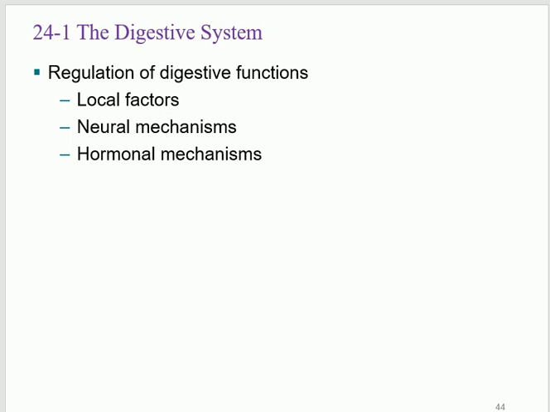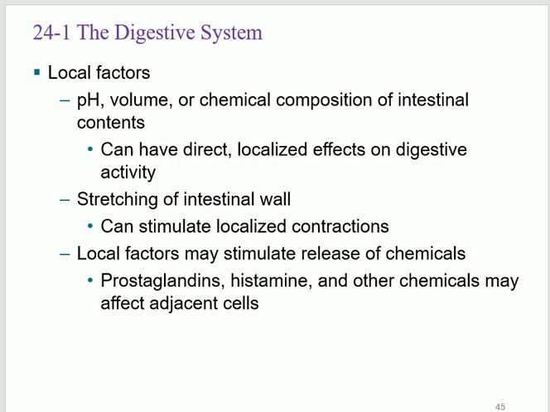There is a third part that's called the local control, and this is something that's unique for the digestive system. It's not just the nervous system and the endocrine system. There are local factors. These local factors are pH. This can give us a signal, and we act according to that signal. pH, it becomes acidic, it becomes alkaline, we will deal with it. Volume, chemical composition, stretching of the intestine like this.